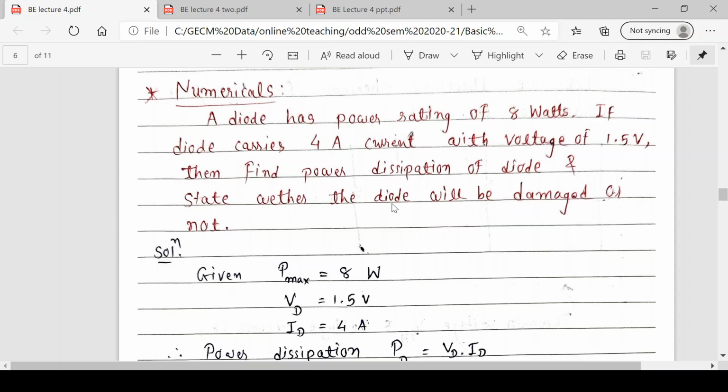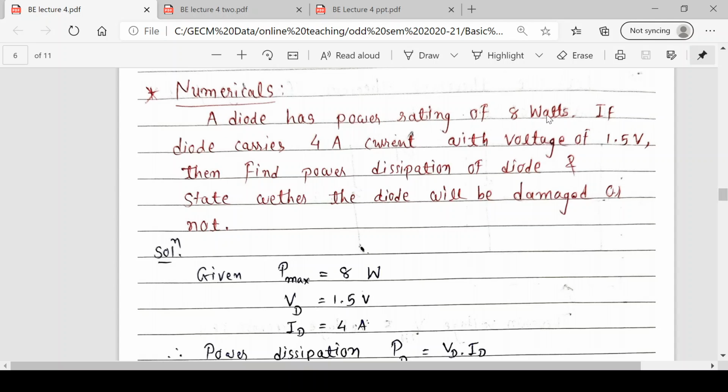So look at the first numerical. Suppose a diode has a power rating of 8 watts and it carries 4 ampere current with a voltage drop of 1.5 volt. Then you have to find the power dissipation of the diode and state whether the diode will be damaged or not. So just list out what is given.